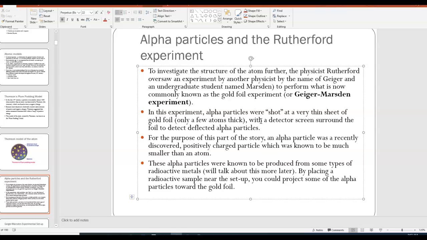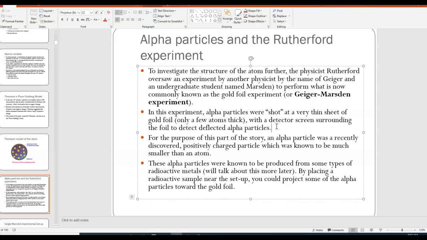In this experiment, we shot alpha particles at a very thin sheet of gold foil. Now, it says only a few atoms thick. In real life, we use gold because it's very malleable, and we try to get it as thin as we can. It's not literally only a few atoms thick, but it's as good as we can get gold foil to be. And the idea is we shot alpha particles at a very thin sheet of gold foil with a detector screen surrounding the foil to detect deflected alpha particles.